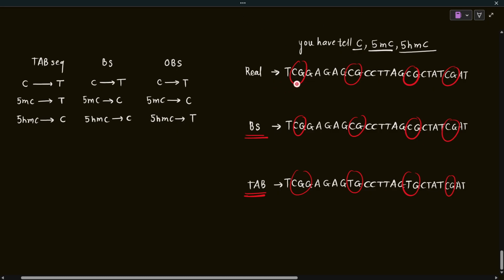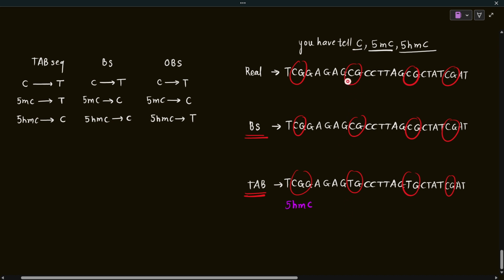So here in the first CpG dinucleotide, the C does not get deaminated; it stays as it is. In TAB sequencing also it stays as it is. So this cytosine stays as it is in both bisulfite sequencing and TAB sequencing. So let's go to this table and see where it stays the same in both cases. The 5-hydroxymethyl cytosine, here you can see it stays undeaminated in both bisulfite sequencing as well as TAB sequencing, and that is why this cytosine is 5-hydroxymethyl cytosine.